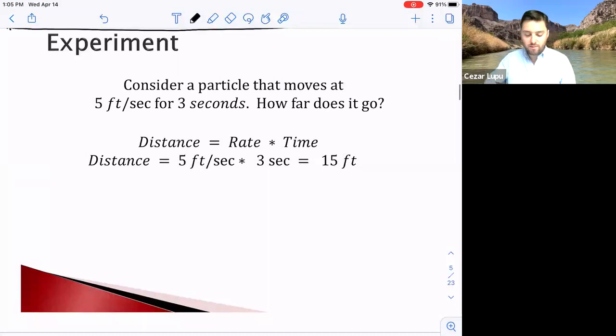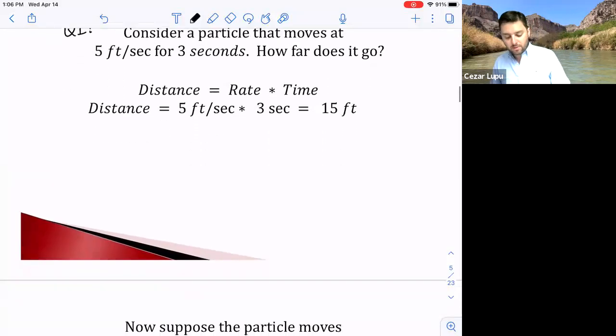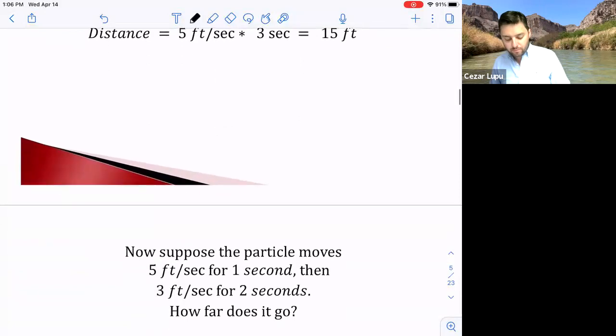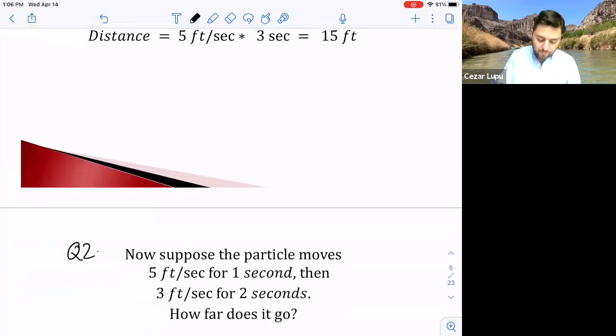All right, let me ask you another question. So this is question 1, so let's keep track of them. Question 2: now, suppose the particle moves 5 feet per second for 1 second, then 3 feet per second for 2 seconds. How far does it go?